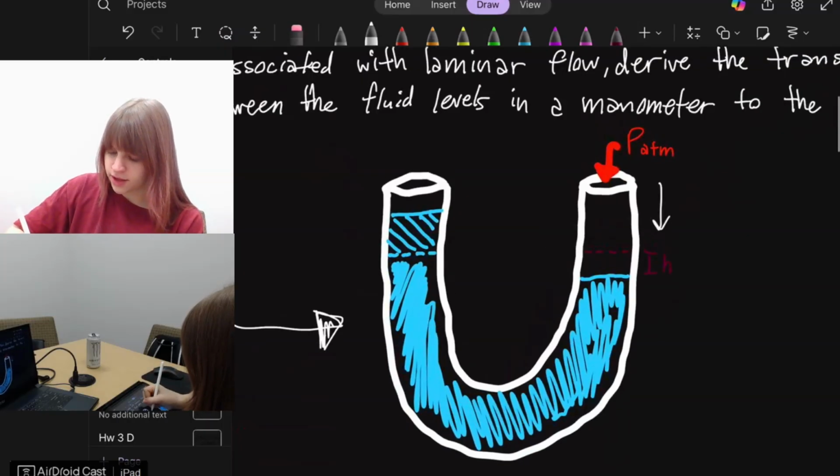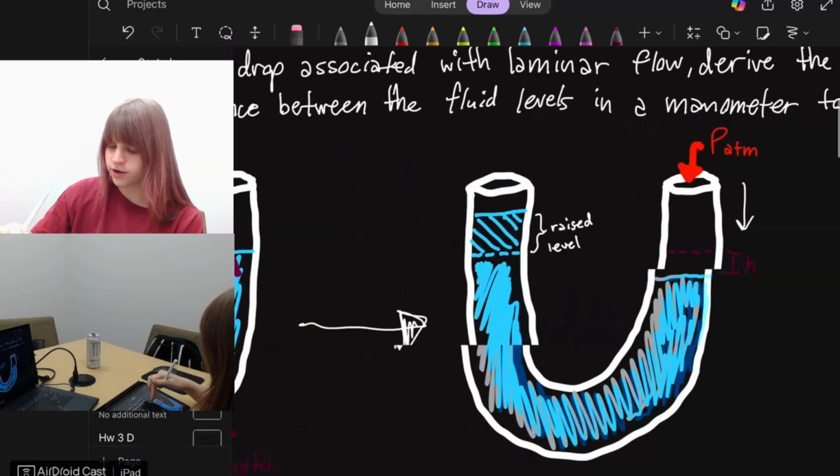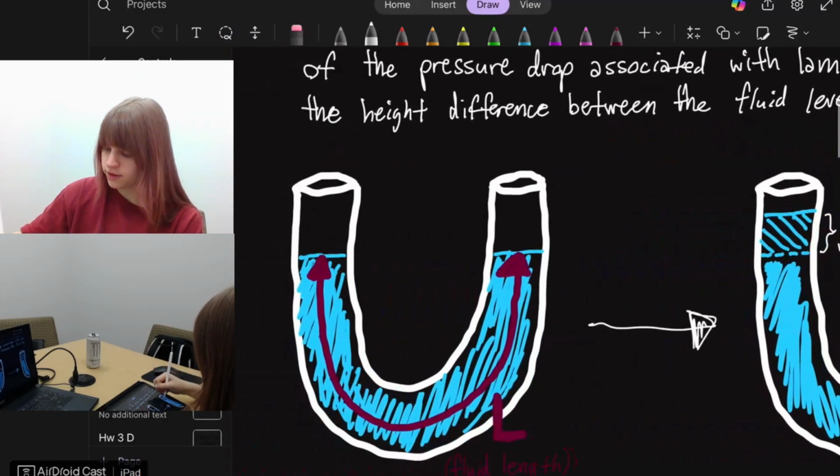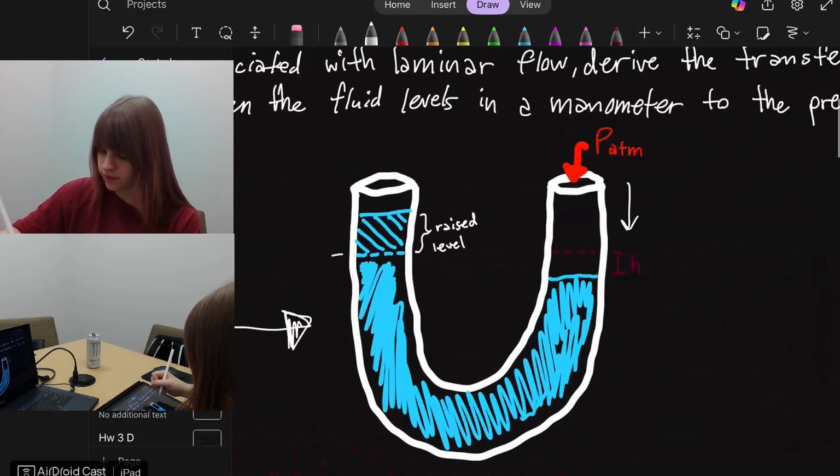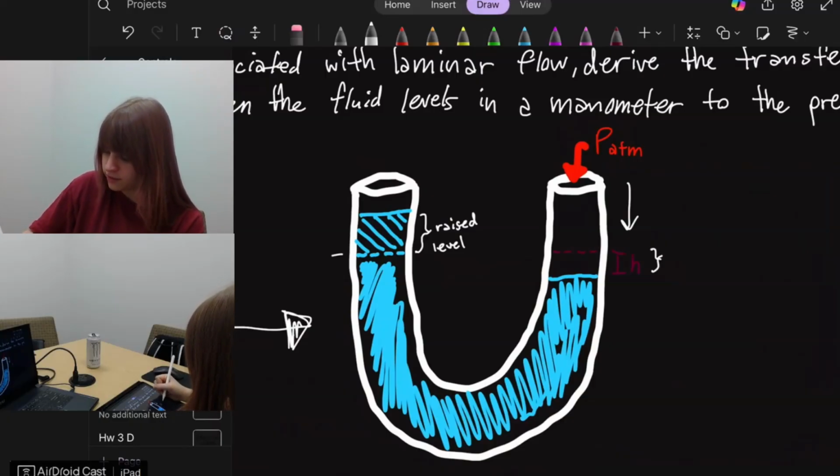So I kind of drew this because this is the raised level, because before it was down here, and then this H is the level that the right side decreased.